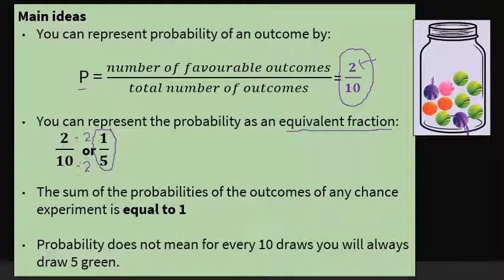The sum of the probabilities of the outcomes of a chance experiment is equal to 1. We just saw that with a spinning wheel, where we added up all the different fractions representing the probability of the different outcomes, and it equaled 1.